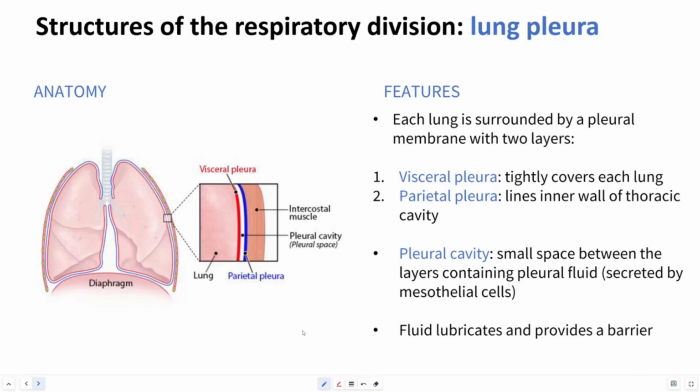The visceral pleura tightly covers each lung, the parietal pleura lines the inner walls of the thoracic cavity, and then there is the pleural cavity space between the 2 layers containing the pleural fluid. There is an oily, viscous serous fluid that is produced by the serous membrane and released within the pleural cavity. This fluid acts as a lubricant to reduce any kind of friction during breathing.